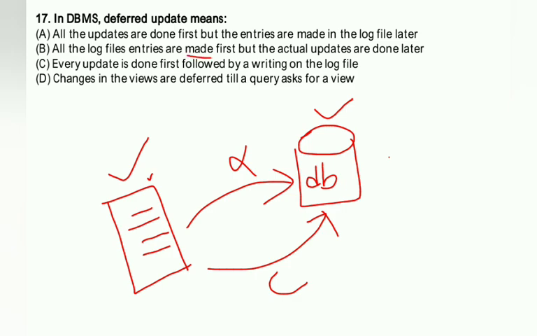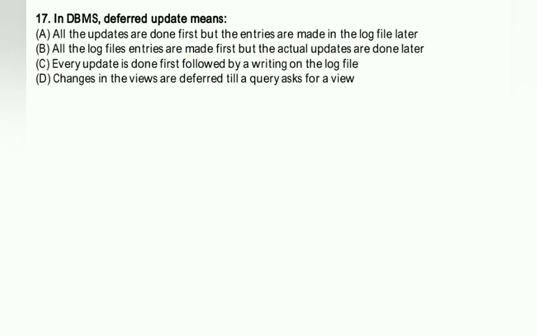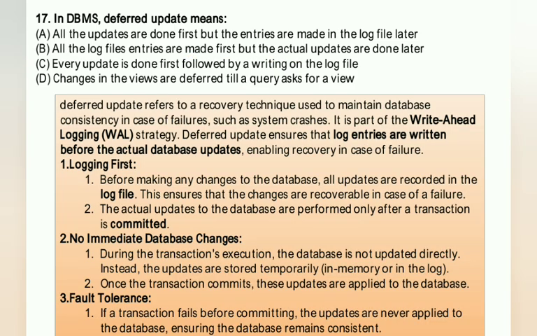All the log file entries are made first, but the actual updates are done later. Deferred update is a recovery technique used to maintain database consistency in case of failures. It is a part of the write ahead logging strategy. Deferred update ensures that log entries are done before the actual database updates. That's why if there are any failures, they will be handled using only the log file. We are not going directly to the database.